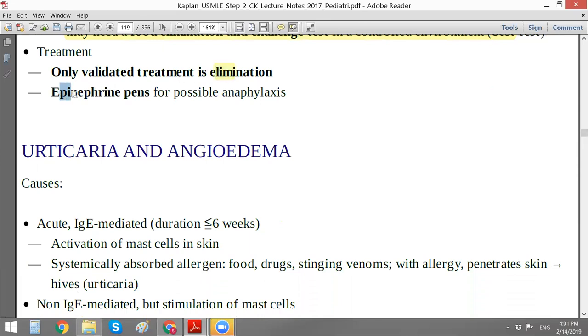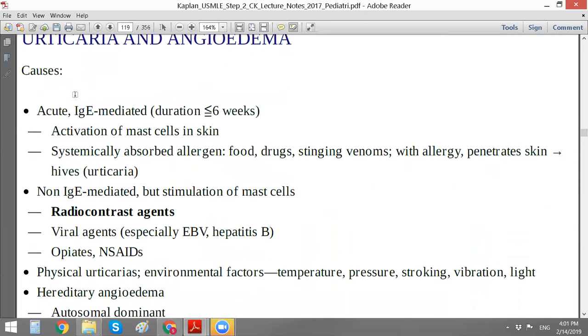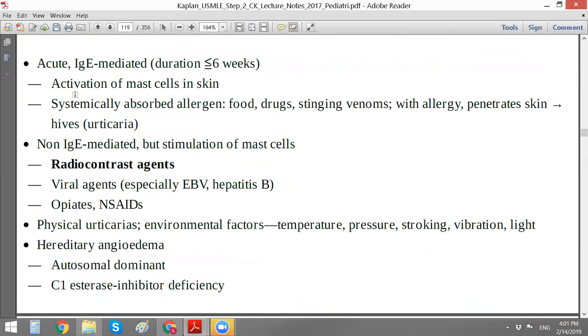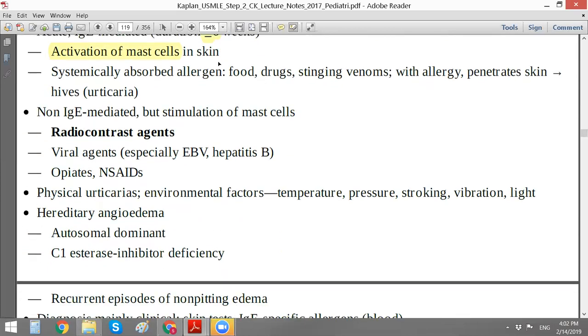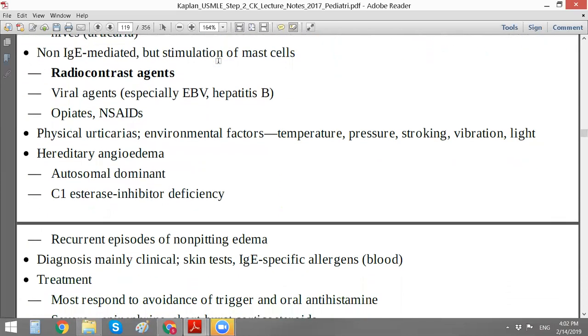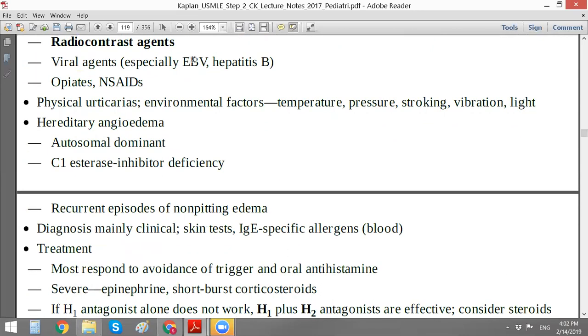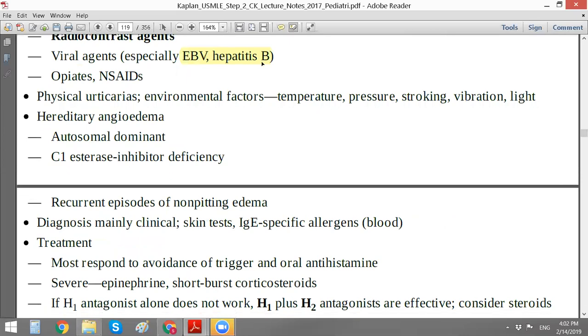That's all. Then we have urticaria and angioedema. It can happen with anything because of activation of the mast cell. Acute is less than 6 weeks, and chronic is more than 6 weeks. It can happen with anything that stimulates the mast cell, even TB and hepatitis B.